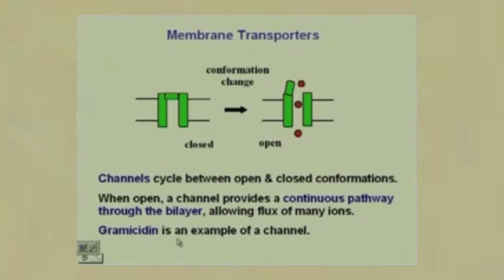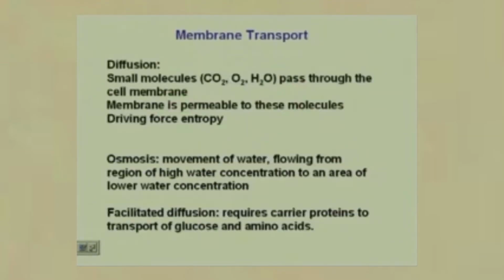And gramicidin is an example of such an ion channel, the structure of which was solved quite a few years ago, which is a combination of D and L amino acids. This is one of the proteins that not only has L amino acids, but also has D amino acids. So, what we find is a conformational change in this case also, but the cycling is between an open and closed conformation. So, the differences between a carrier protein and an ion channel are quite clear here, right. Okay.